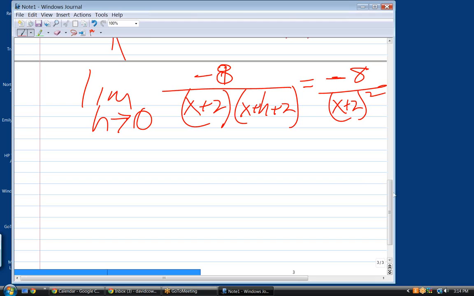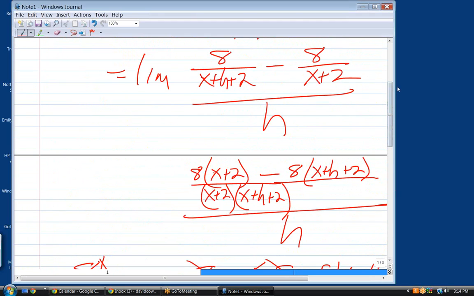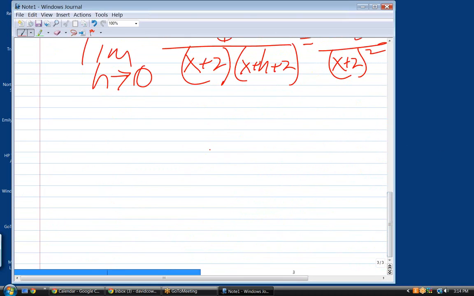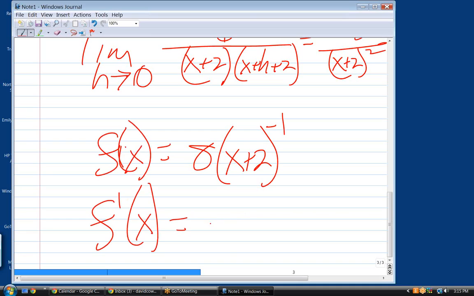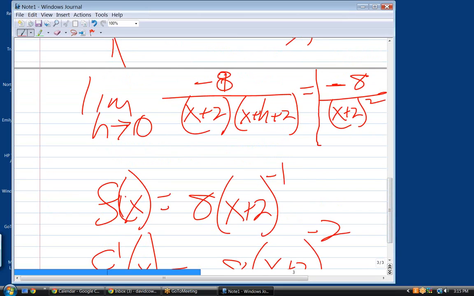Okay. Now, if we go back and look at doing it the easy way, that was our function, right? Apply the power rule. What do you get? You get -8 times x plus 2 to the -2, which is what we got. That's what this is right here. Okay.